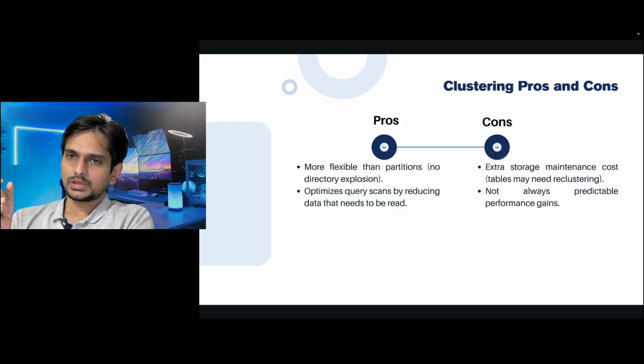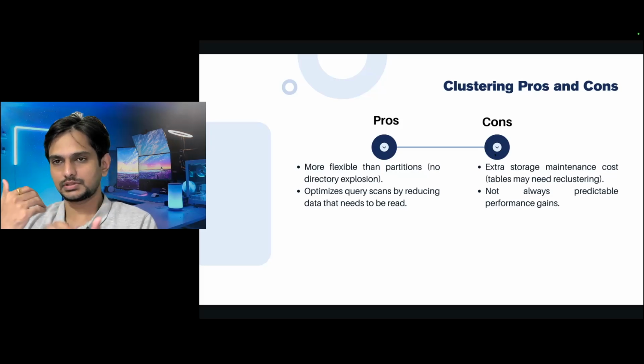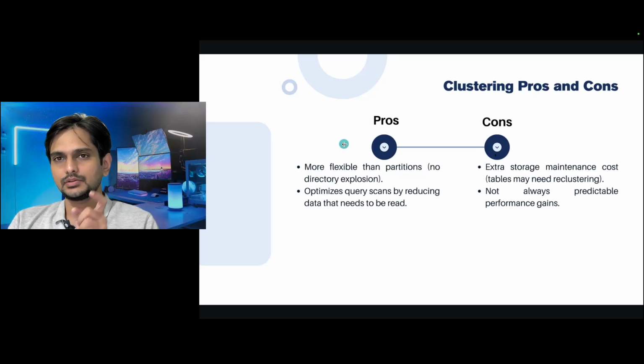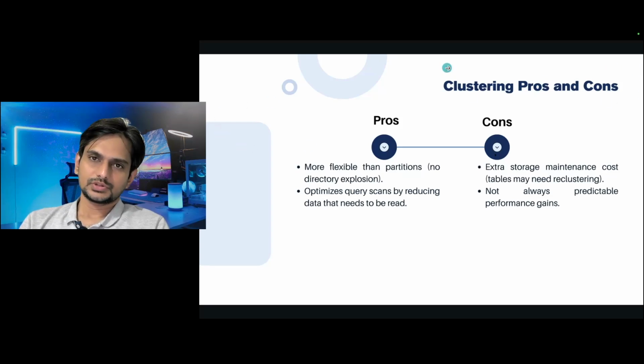So even in this case, the customer IDs which are related will be stored next to each other, so that it can be faster to read or access. But it is not physically separated. It is stored in a co-located manner. So that is why you can use clustering for high cardinality columns, but partitioning we cannot use for high cardinality columns.